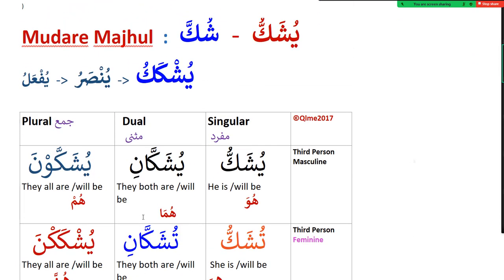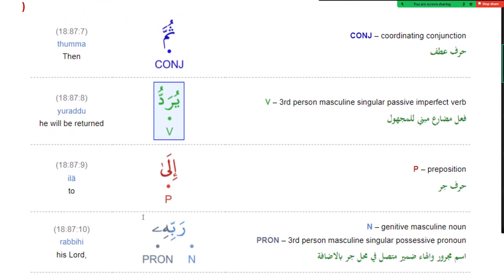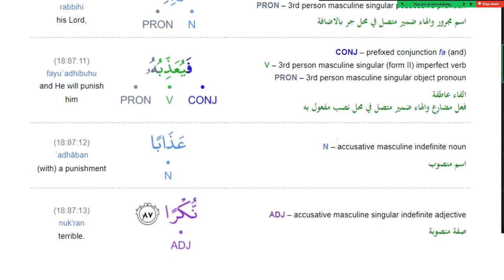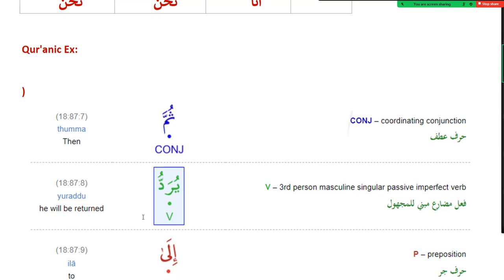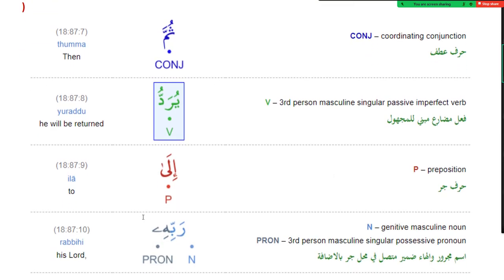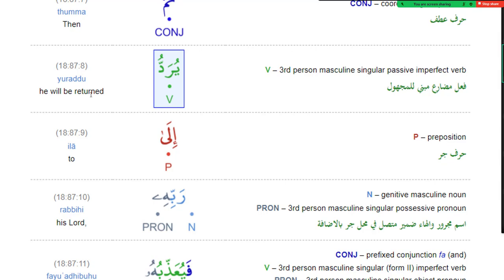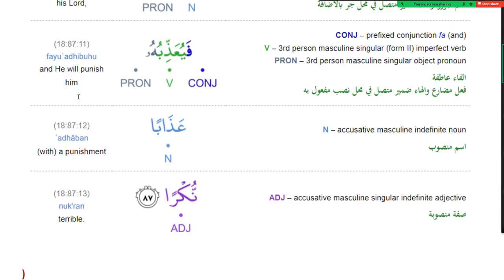This is Mudari Majhul. Quranic examples for Mudari Majhul are ثم يرد إلى ربه فيعذبه عذابا نكرا. Now tell me which is the Mudari Majhul in this ayah. يرد, right? Radda yaruddu, rudda yuraddu. This is huwa, third person masculine singular. Then he will be returned to his Lord. Also look at the translation: he will be returned. So you understood yuraddu.